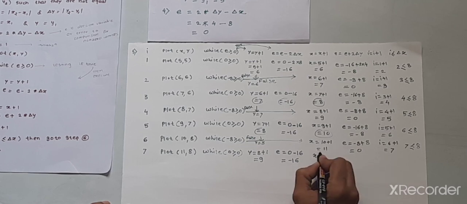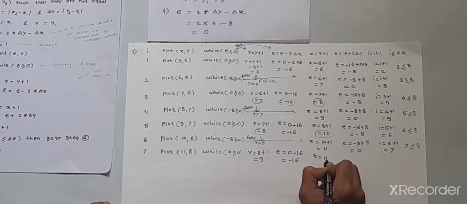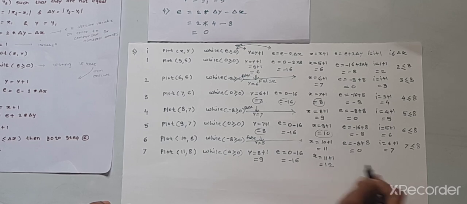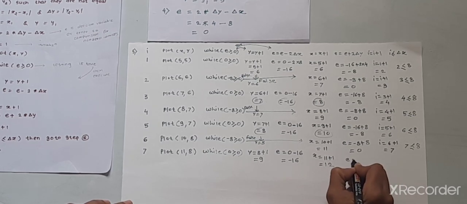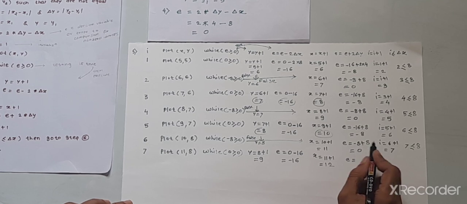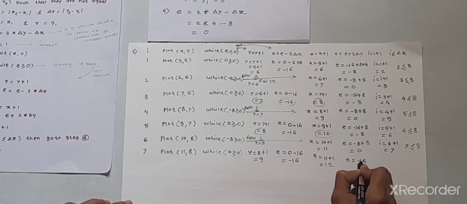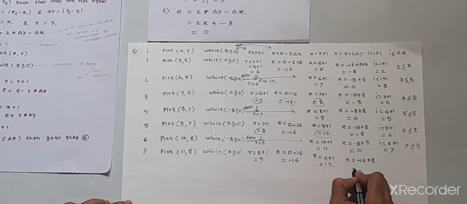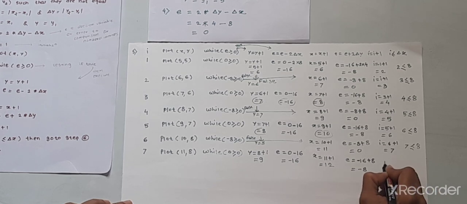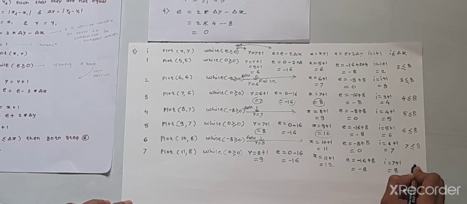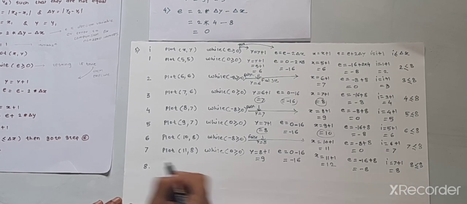X is equal to X plus 1. So here 11 plus 1, we are getting the answer as 12. E is equal to E plus 2 delta Y. The previous value of E that we are getting here is minus 16, plus 2 delta Y is nothing but 8, so our answer will become minus 8. I is equal to I plus 1. That is 7 plus 1 is equal to 8. 8 is less than or equal to 8. It is not less than but it's equal to, that's why we are going to once again execute this one.